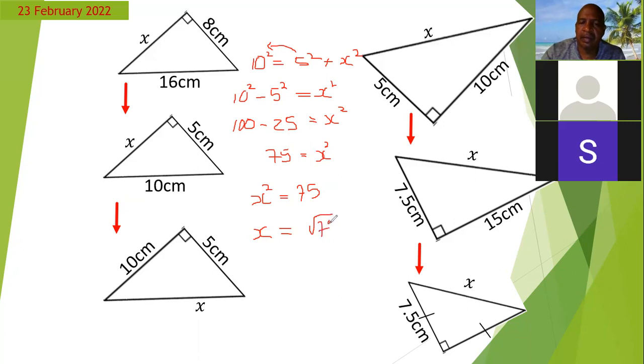I got 8.66, and when I rounded off, I got 7. When you round off, you got? 7. How did you get 7? Just sorry, sir, 9. Okay. So you get 9, because you look at the 6 greater than 5, you add 1 to the 8, you get 9. So that becomes 9 centimeters.